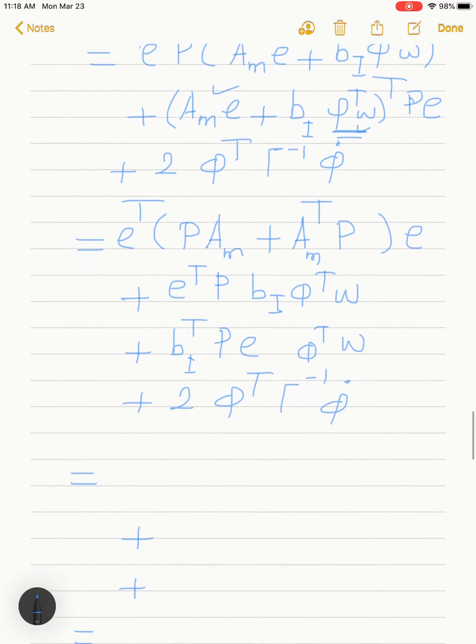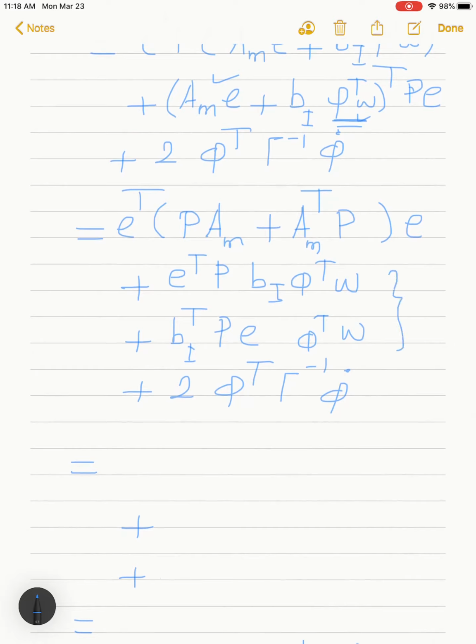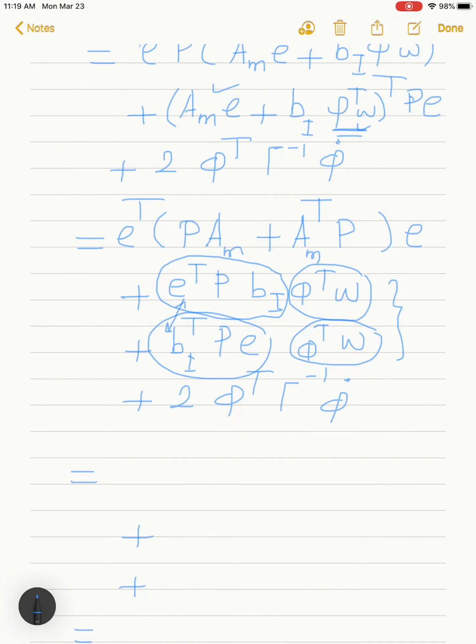Now again, if you look at these two terms, you will notice that the product E transpose P times Bi is a scalar, phi transpose omega is a scalar. Now the same thing here, this is a scalar and this is another scalar. So these two scalars here are equal. So if I take the transpose of the second, I will produce the first, and then they will be similar. So I can say that the summation of the two terms here will be just twice one of them.